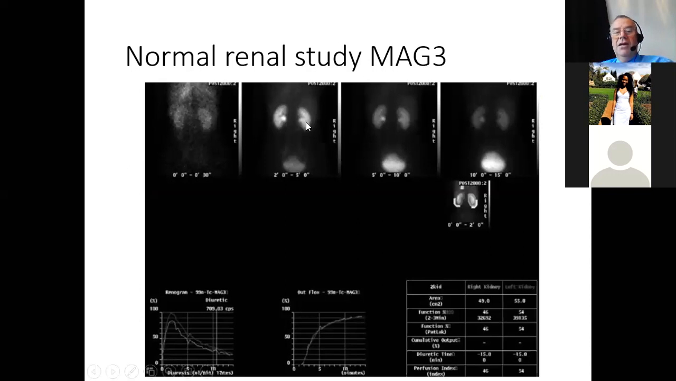both kidneys, goes to the parenchyma, rapidly collecting system onwards into the bladder. And in the curve we see good uptake and rapid clearance. The divided function is 46-54. You're allowed anywhere between 45 to 55 divided function. This is a completely normal study.